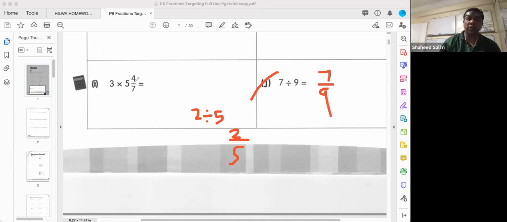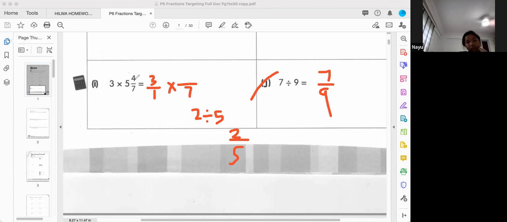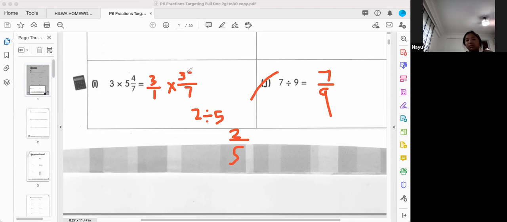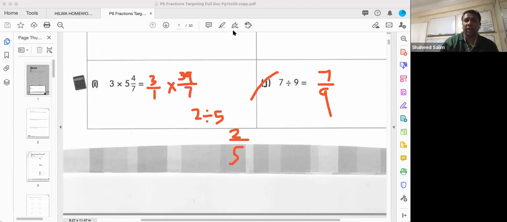Okay, this one, to do this, you must change this to improper fraction. 5 times 7 plus 4. Okay, 3 is 3 over 1 times over 7. What number should be on top? Take 5 times 7 plus 4. What is it? 39. Okay, now you cannot reduce anymore.